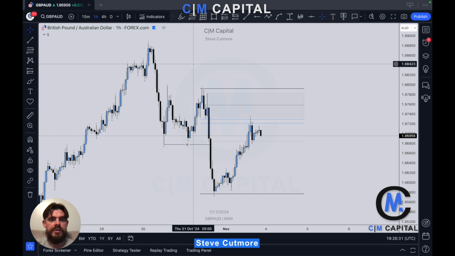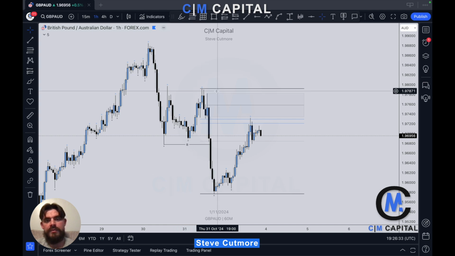Great British Pound, Aussie dollar, same thing again. We've consolidated, impulsive move downside, broke structure. It's just a simple continuation trade to the downside.